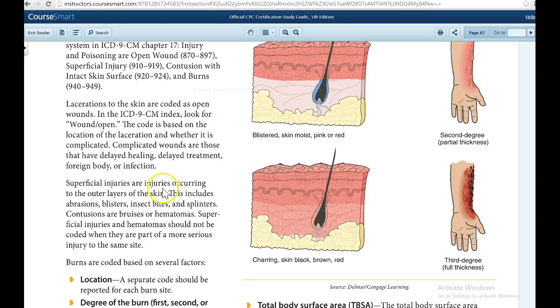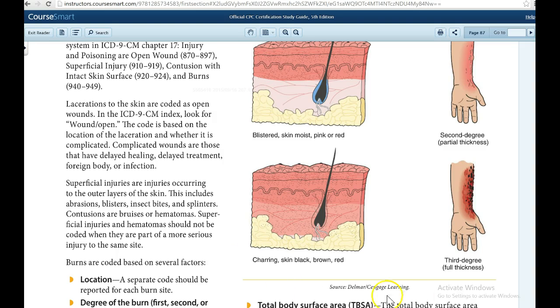Superficial injuries occur on the outer layers of the skin, including abrasions. These are some superficial injuries, you all: abrasions, blisters, insect bites, or splinters. Contusions are bruises or hematomas. Superficial injuries and hematomas should be coded when they are a part of more serious injuries to the same site.